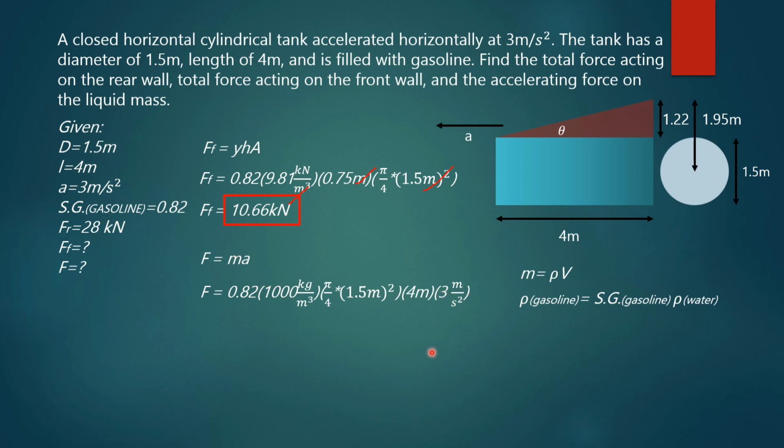So solving that, we will get 17.39 kilonewton, since we can just simply cancel the meter cube here, the meter squared here, and the meters here. So we will be left with kilogram times meter over second squared, which is equal to kilonewton.